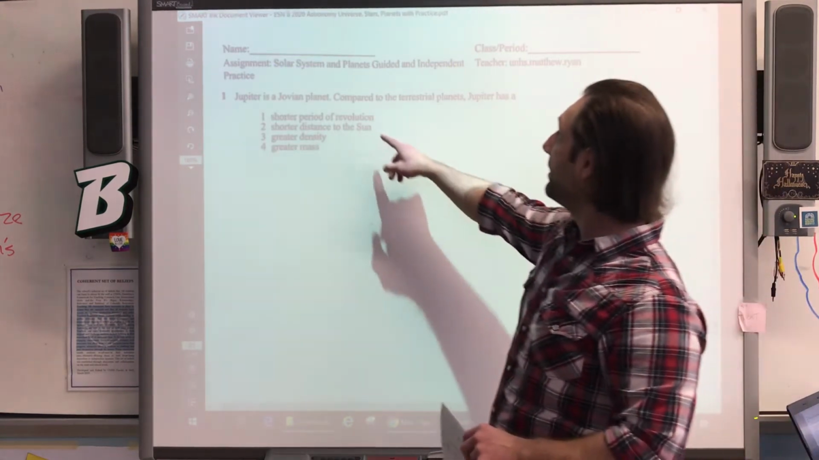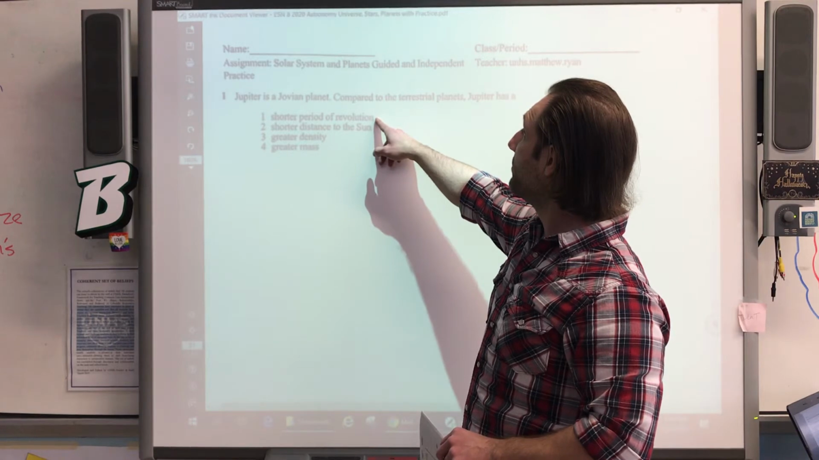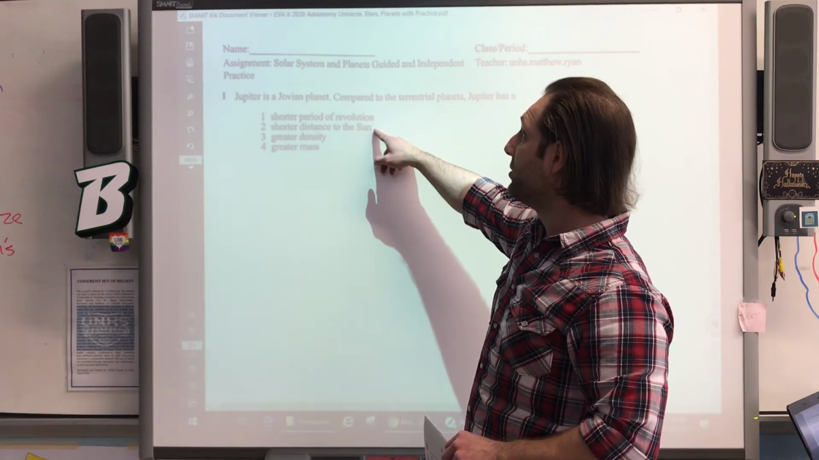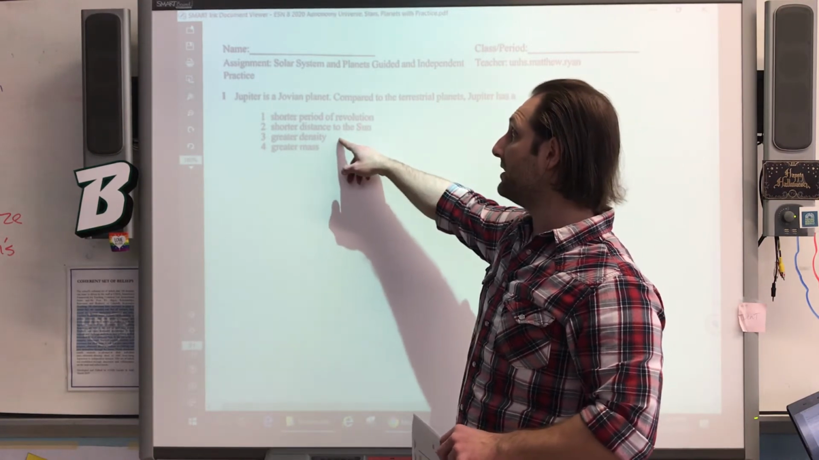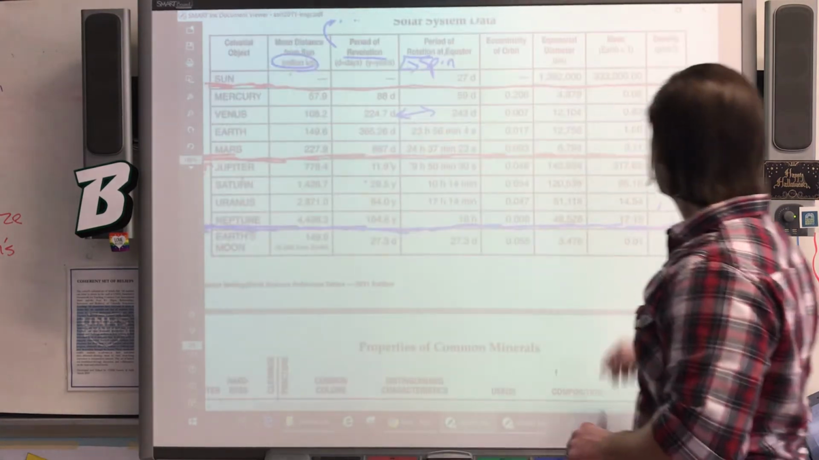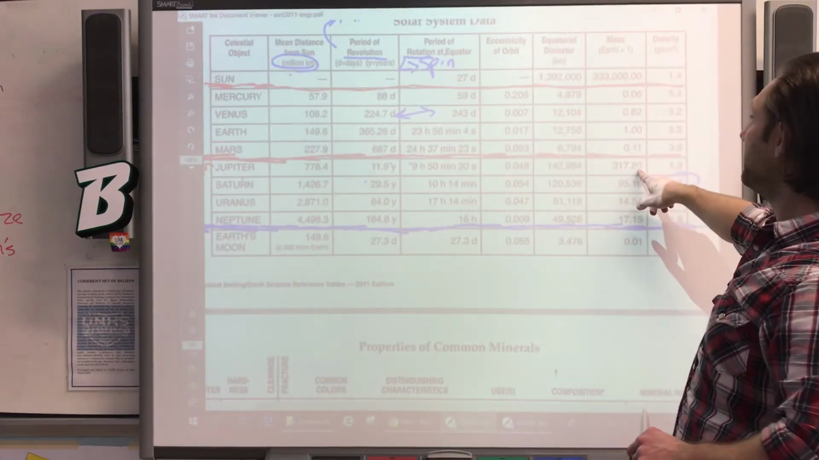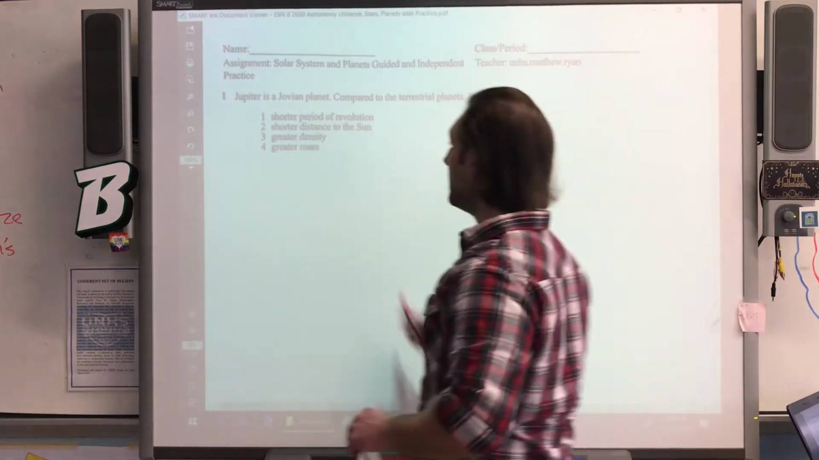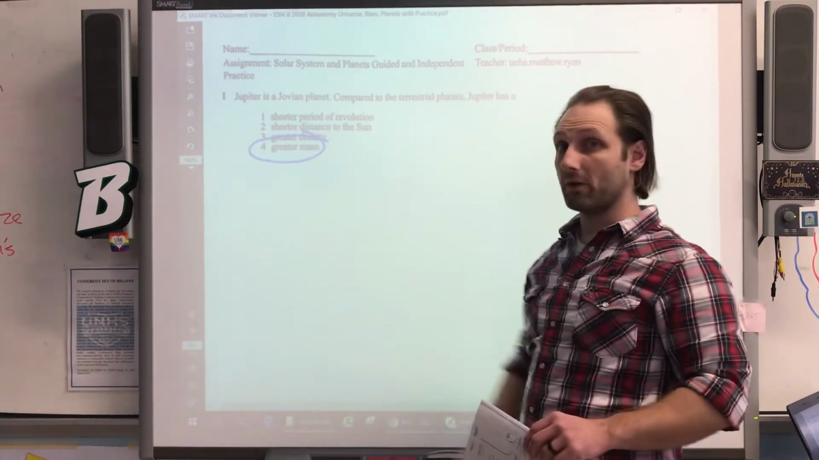All right, let's see which ones of those work. So it's shorter period of revolution, no. It has a longer one. Shorter distance, no. Greater density, no. Let's go back and check mass. Yeah, it has definitely a greater mass. So we are choice 4.